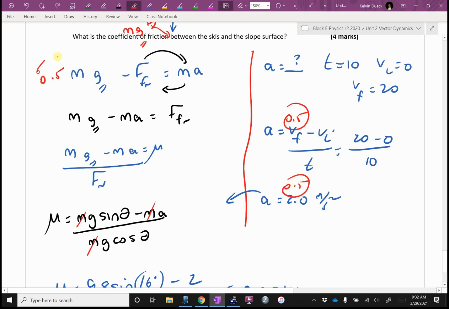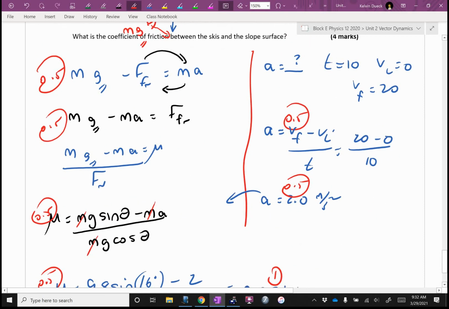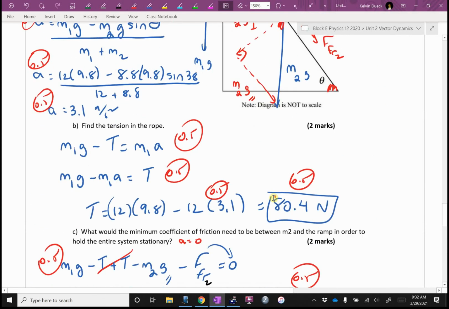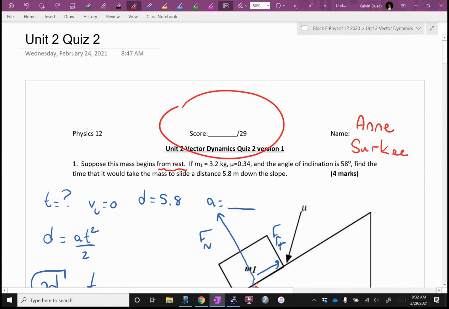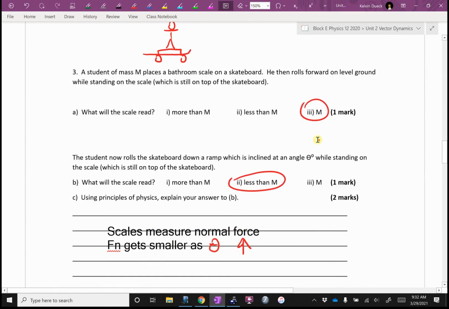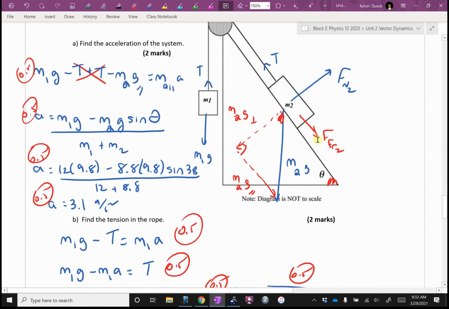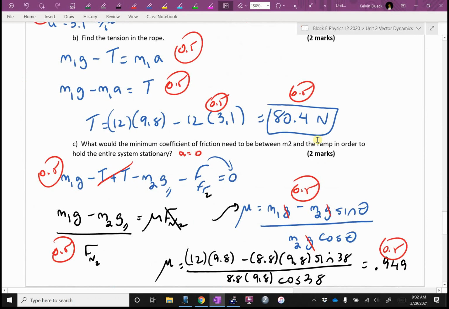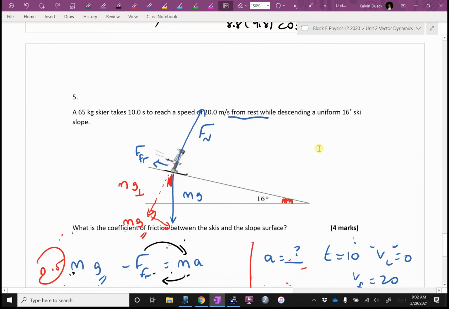And then 1, 2, 3, 4, 5. I don't know, something like that. 1, 2, 3, there's 4 marks. Can you give yourself a lovely score, please, out of, I think it's out of 29? 4 plus 4 is 8, plus 4 is 16, plus 4 is 20, 22. I don't think it's out of 29, I think it's out of 26, is it?